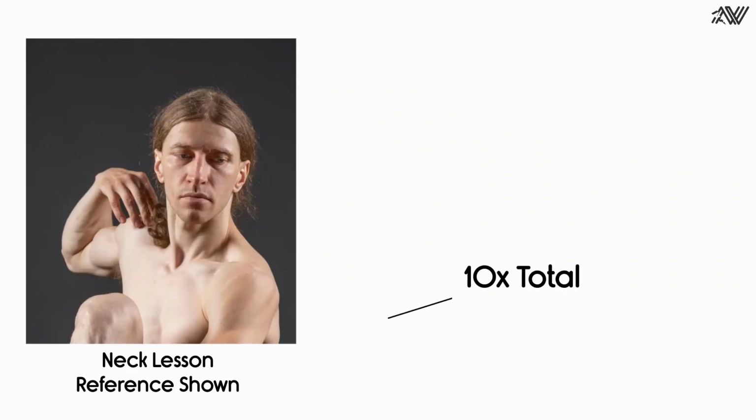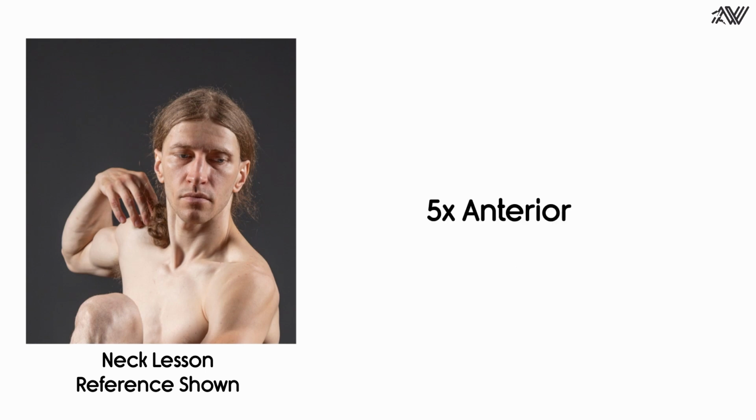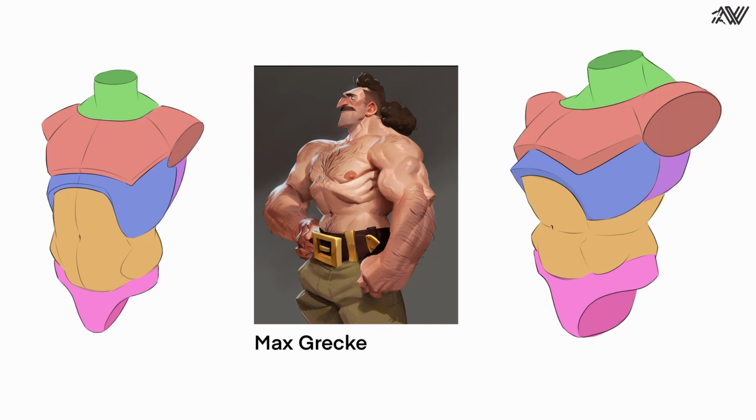This means that your assignment for this lesson will be to redraw 10 torsos of the references you've used for the torso lessons. 5 poses that show the anterior side of the torso, and 5 of them that show more of the back or posterior side. Lastly, what you'll do is you'll stylize one of these torsos in the style of one of the artists that we share in the resources.